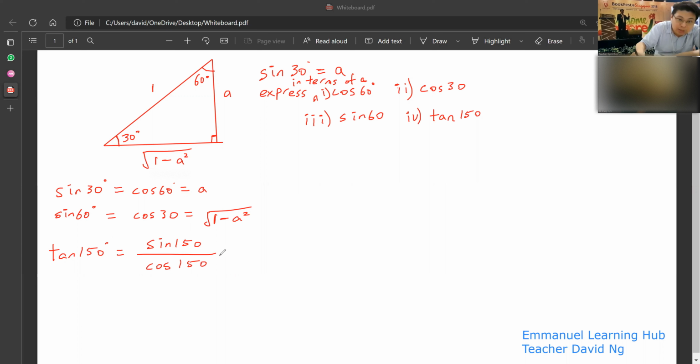Alright, remember this formula? Okay, sine 150. What is your sine 150? Second quadrant, right? Basic angle, right? Remember? What is your cosine 150? Basic angle, second quadrant, so negative sign.